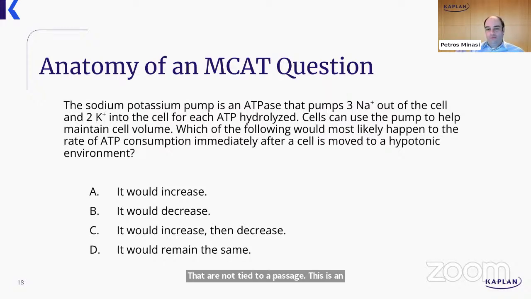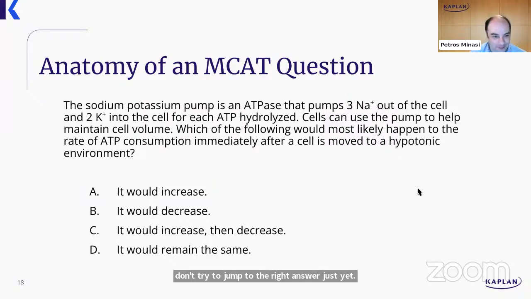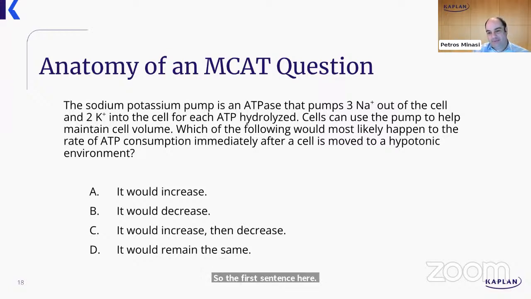But let me kind of walk you through, and don't try to jump to the right answer just yet. Oops, even though my PowerPoint just did for us. But let me kind of walk you through what we mean by this. So the first sentence here says the sodium potassium pump is an ATPase that pumps 3 sodium out of the cell and 2 potassium into the cell for each ATP that's hydrolyzed. Have they actually asked us a question at this point?